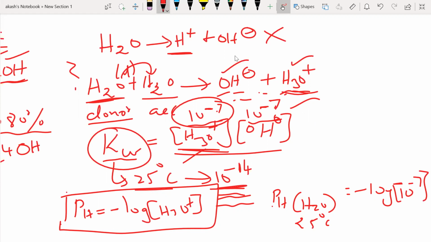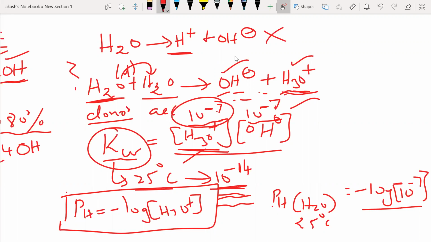So we know how it works now, guys. Tell me, what is minus log of 10 to the power minus 7? What is the value? Okay, I think you have forgotten. So remember the operations, guys.